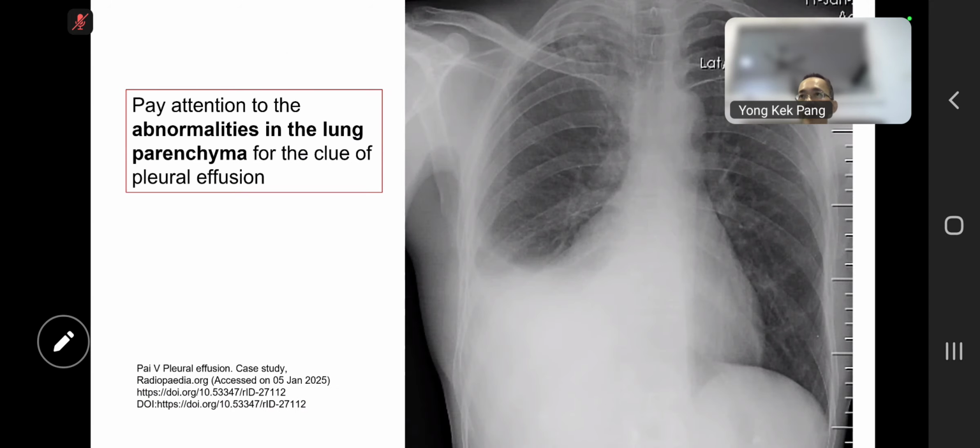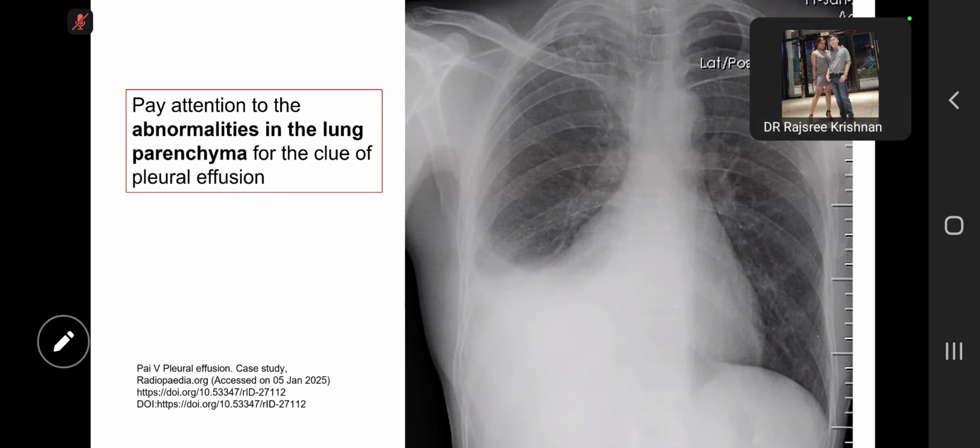So, for instance, in this chest X-ray, besides the right pleural effusion, what did you notice on this chest X-ray? Can you all see the abnormality on this chest X-ray besides the right pleural effusion? Anybody would like to try?